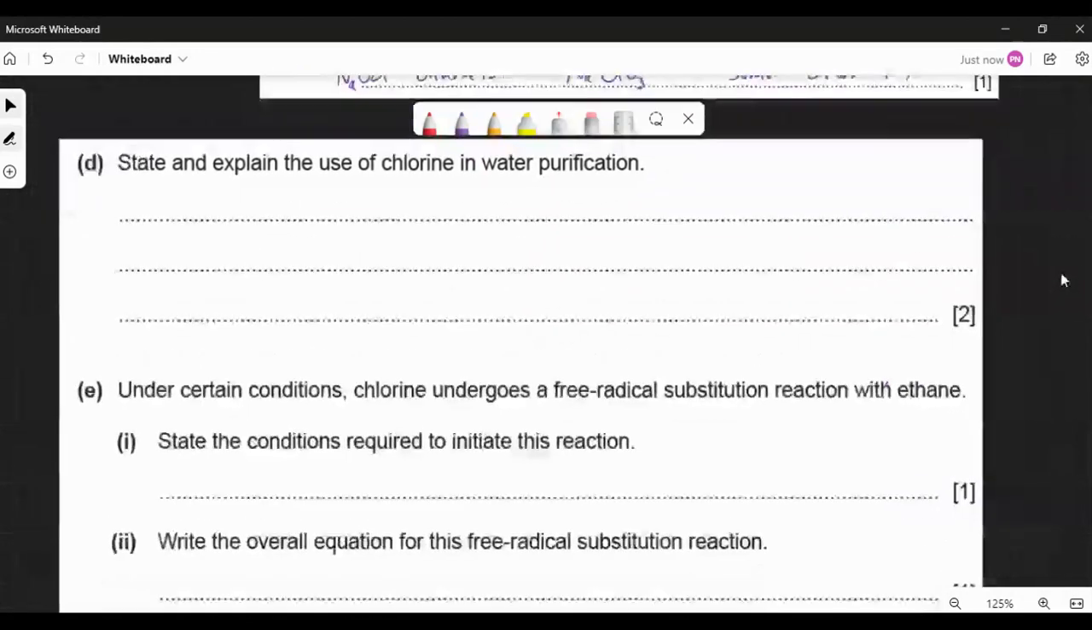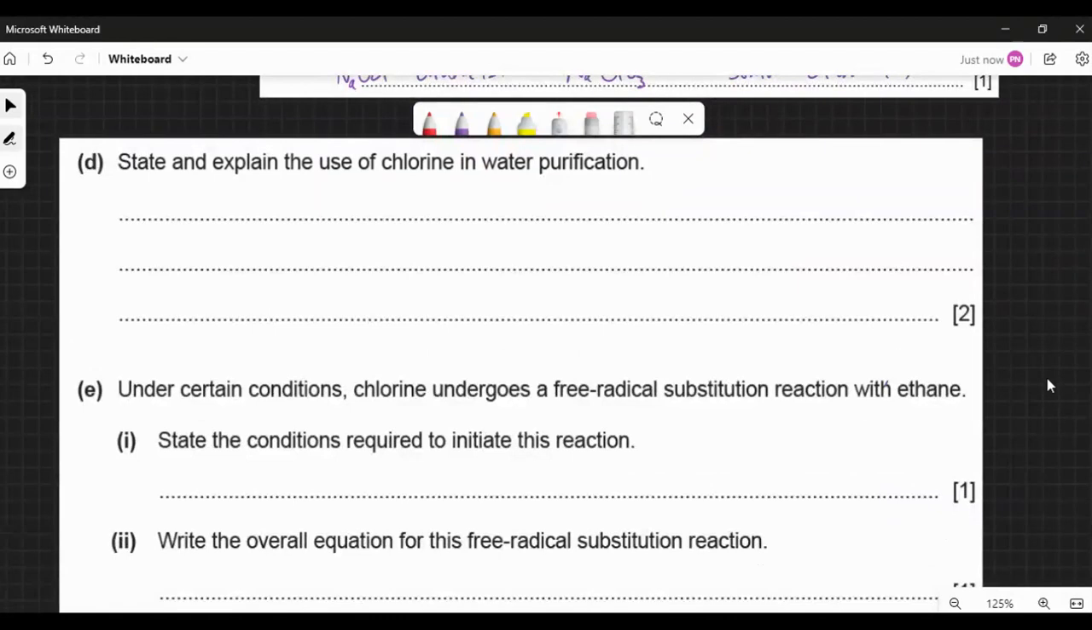Right, the next one is state and explain the use of chlorine in water purification. Right, now when you dissolve chlorine in water, this leads on from the previous one a little bit. When you dissolve chlorine in water, you should all know this equation as well. I'm pretty awful at inorganic, so maybe I won't get this. You get HCl, yes, and you also get this one. Does that make sense? So this, I think, is a disproportionation as well, isn't it?